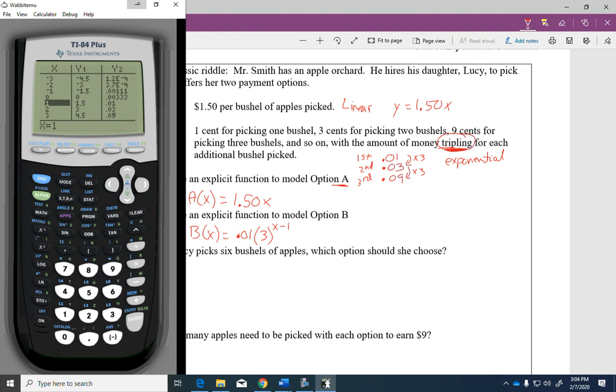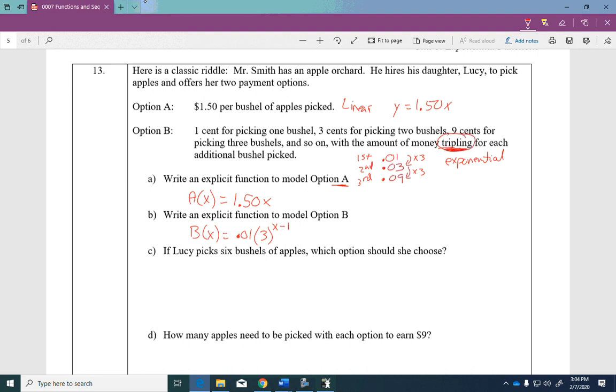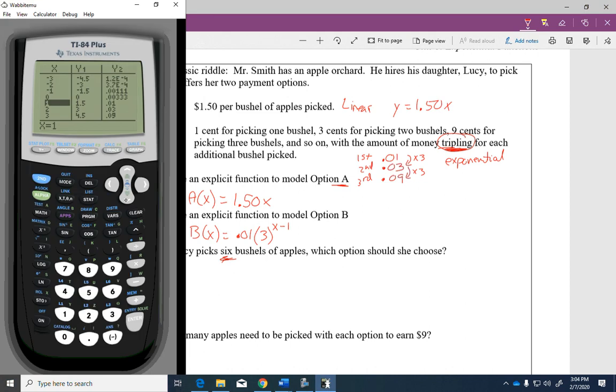So let's look at the rest. If Lucy picks 6 bushels of apples, which option should she choose? Let's just go back to that table, and we're going to look at 6. At 6 bushels, option A gives me $9. Option B gives me $2.43. She should pick option A.